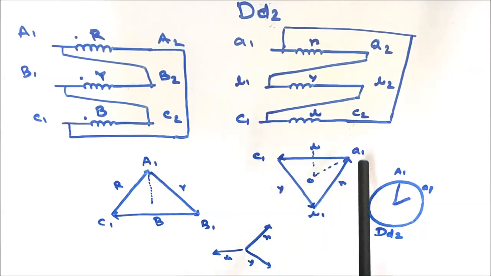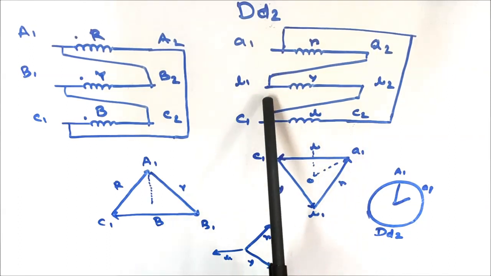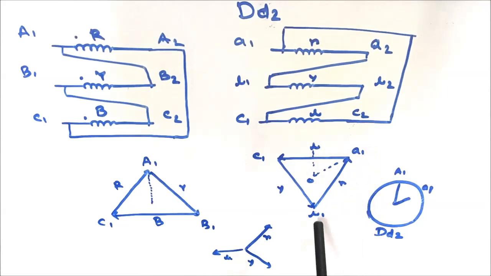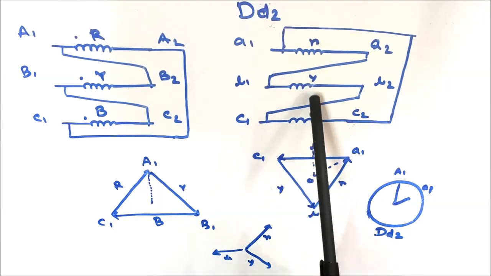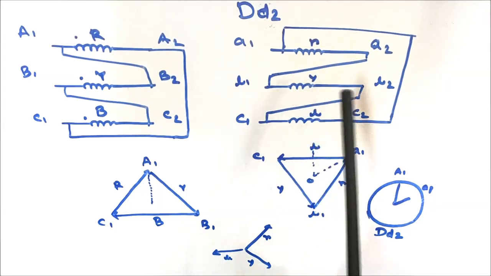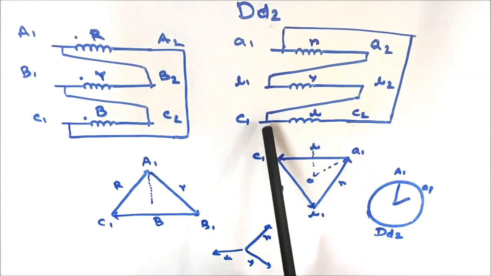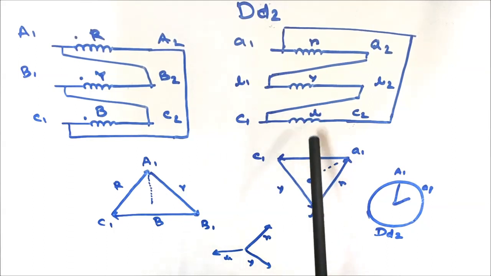Here in between A1 and B1, there exists the red phase coil of the LV side winding. This is the red phase for the LV side. And in between B1 and C1, there exists Y phase coil of the LV side winding. This is the Y phase for LV side. And in between C1 and A1 there is the blue phase.